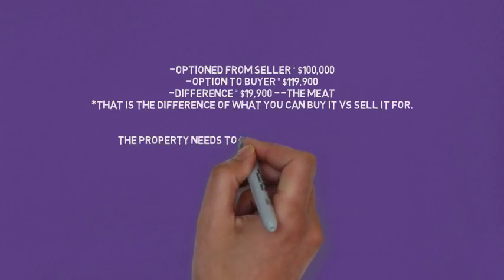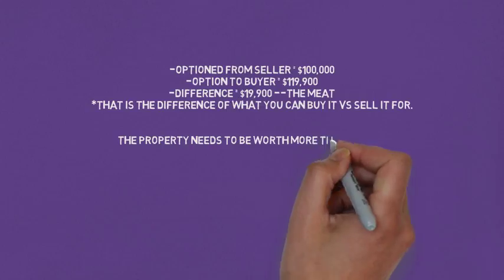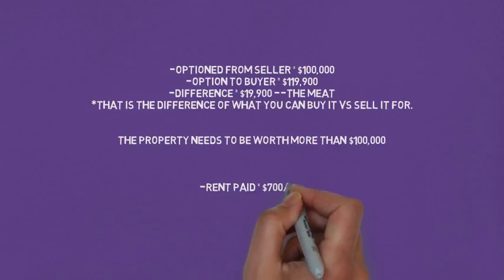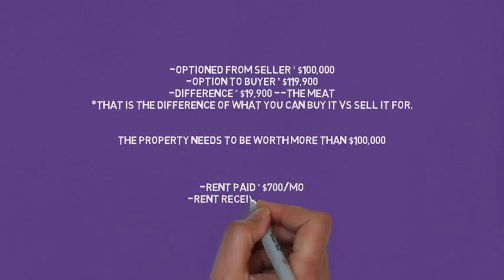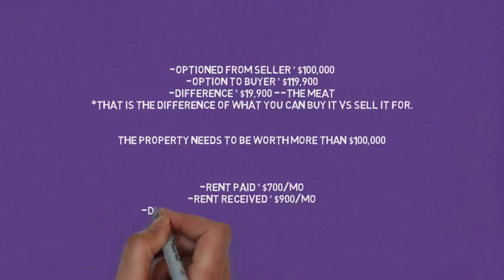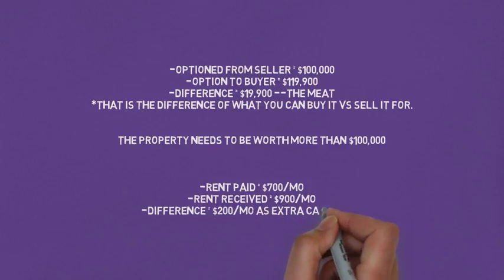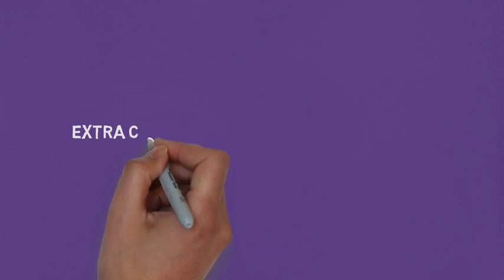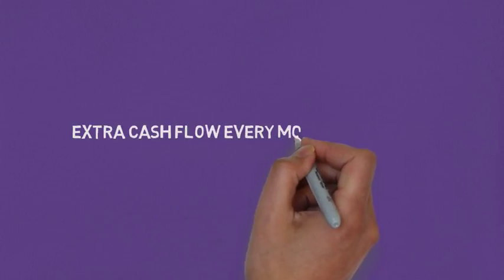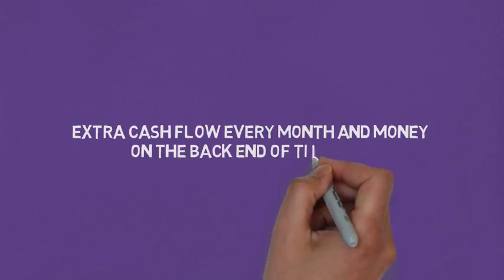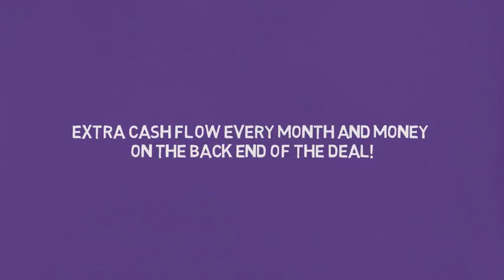Now, obviously, the property has got to be worth a little bit more than $100,000. Probably $115,000 to $120,000 would be what this property is worth. In other words, real close to that $119,900 value. The rent paid to the seller is $700, and let's say you can receive $900 on this particular deal, which would give you $200 every month cash flow. Now you're already starting to see how profitable these deals can be. You don't even own this deal, and look what it can already generate for you. Cash flow every month and money in the back end of this deal, the $19,900.